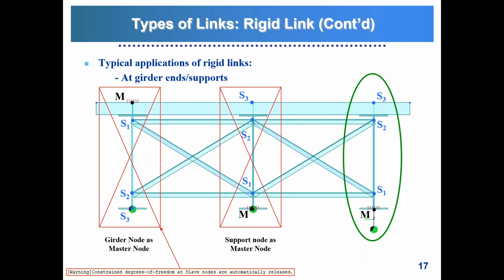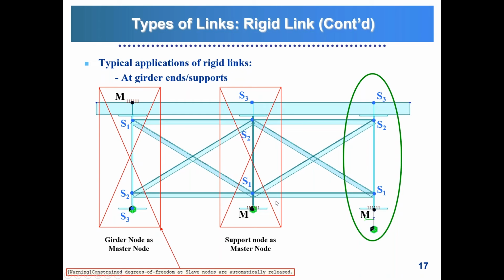Luckily, Midas gives you a warning for that. It's going to tell you that the constrained degrees of freedom at the slave nodes are automatically released. So you may get this message and not be aware why that is happening. It's because you have a support node as a slave node, so that is essentially getting deleted when you start the analysis. And if all your supports end up being removed during the analysis, then your model is just not going to run. So the good thing is that's something very easy to pick up.